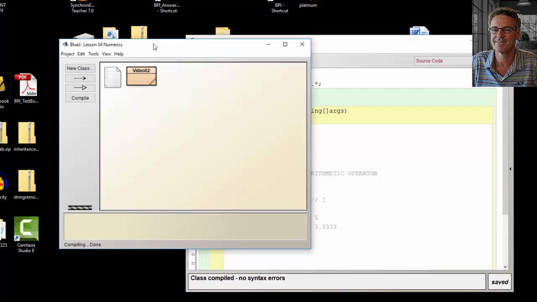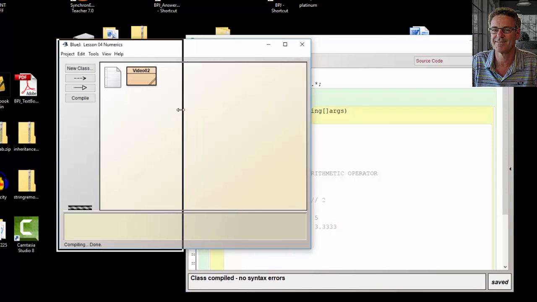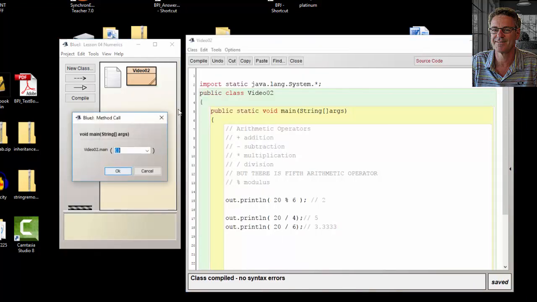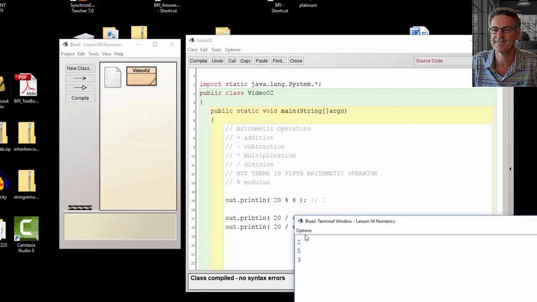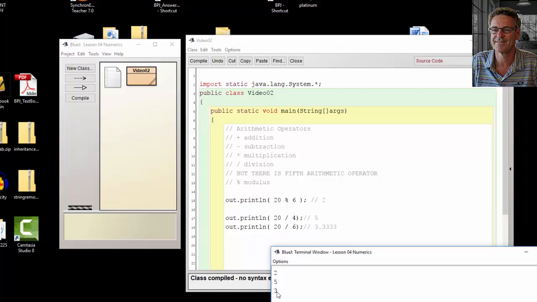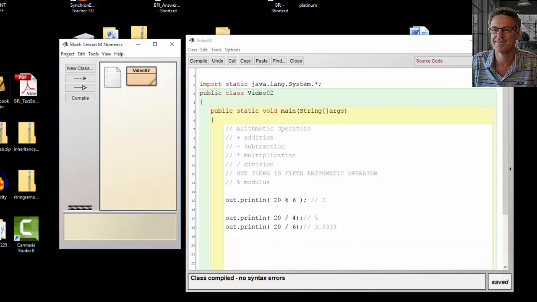Let's compile it and run it. And you see, we don't get 3.333. We just get the 3. We don't get the decimals when our arithmetic does not include decimals.